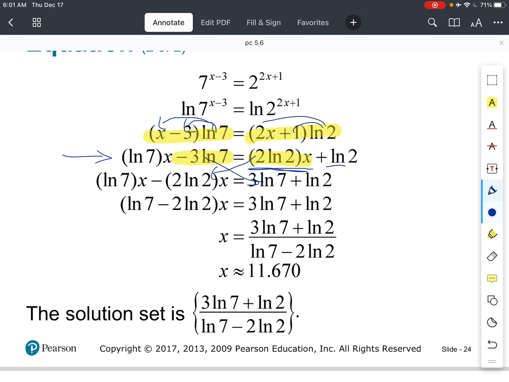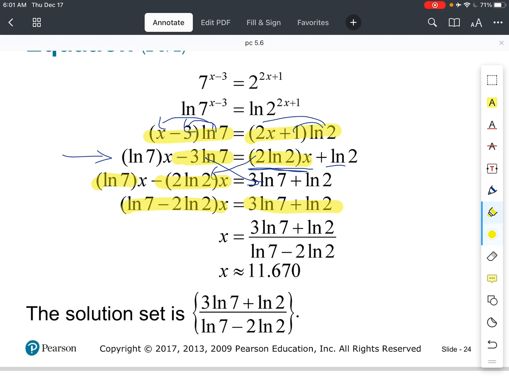Once we've done this, it becomes a factoring game where we ask, is there something in both pieces here? Yes, we've been working on getting x in both pieces. So we can take that x out. If you take the x out, you're left with the natural log of 7 minus 2 times the natural log of 2. On the other side, we still have our non-x terms, 3 times the natural log of 7 plus the natural log of 2. The final step is to get x by itself by dividing both sides by the natural log of 7 minus 2 times the natural log of 2.